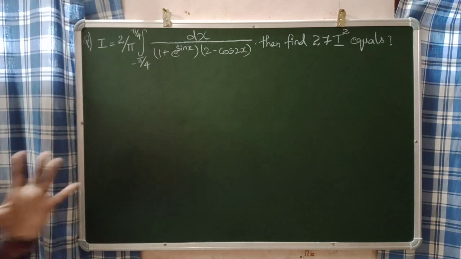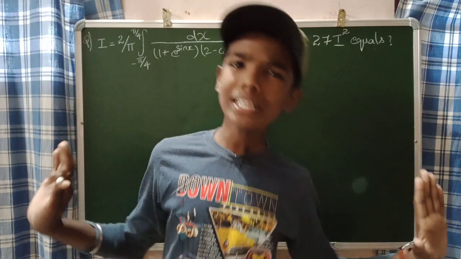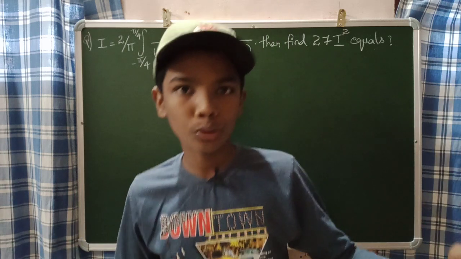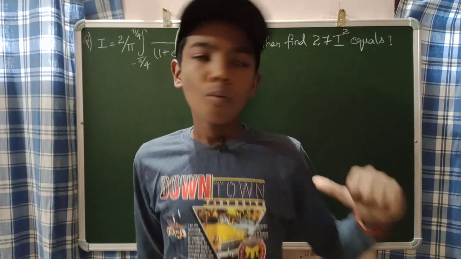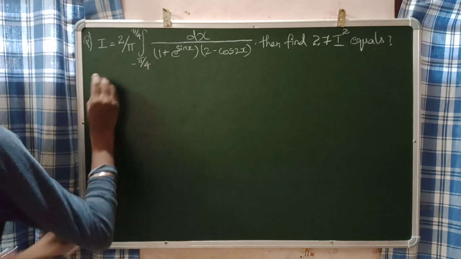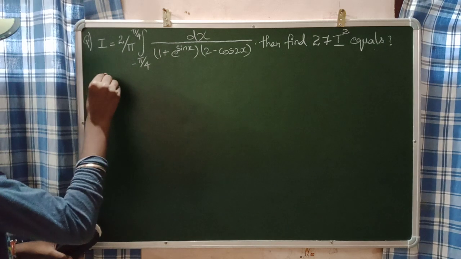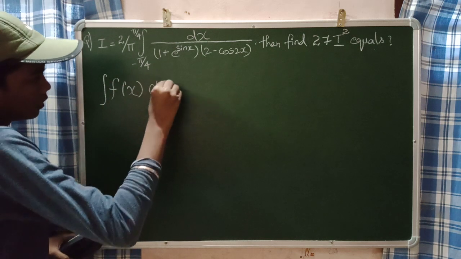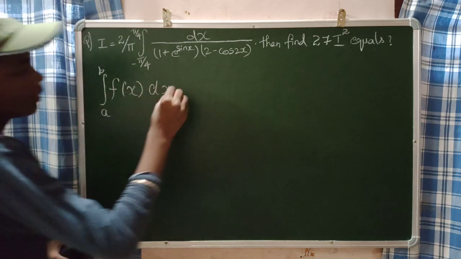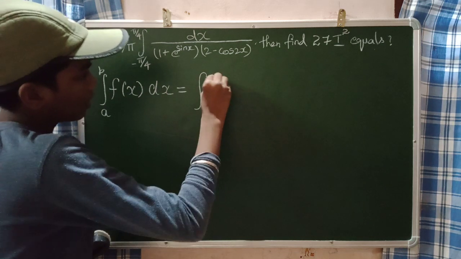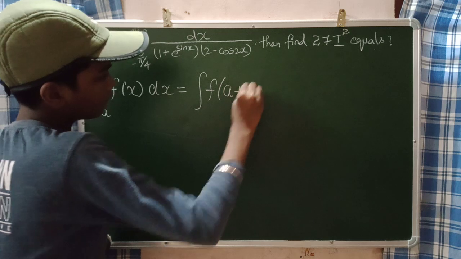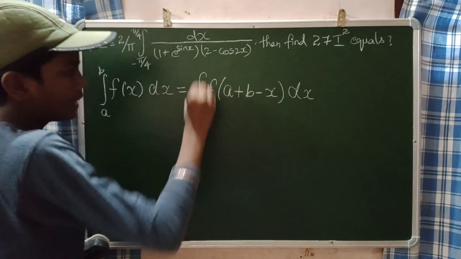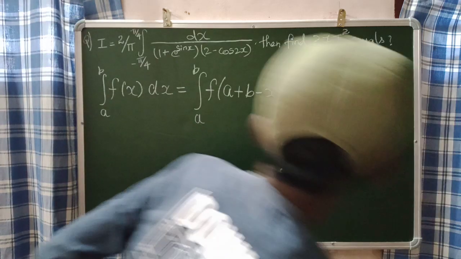So how we are going to solve this question is, I'm going to use our famous King's rule in order to evaluate this integral. What does our King's rule say? Our King's rule says that the integration of f of x dx from a to b can be written as the integration of f of (a plus b minus x) dx from a to b.